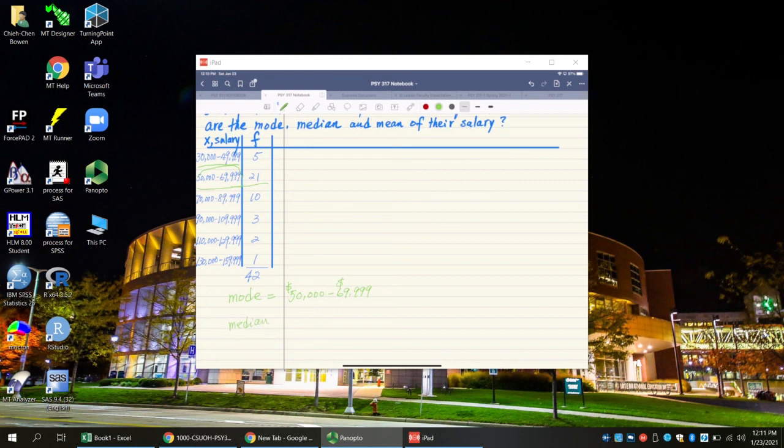Okay, median is the midpoint of the distribution. So check your frequency table. Again, the values are arranged from the lowest to the highest, so it's already sorted. It already has the order, and you just need to identify where the midpoint location is.